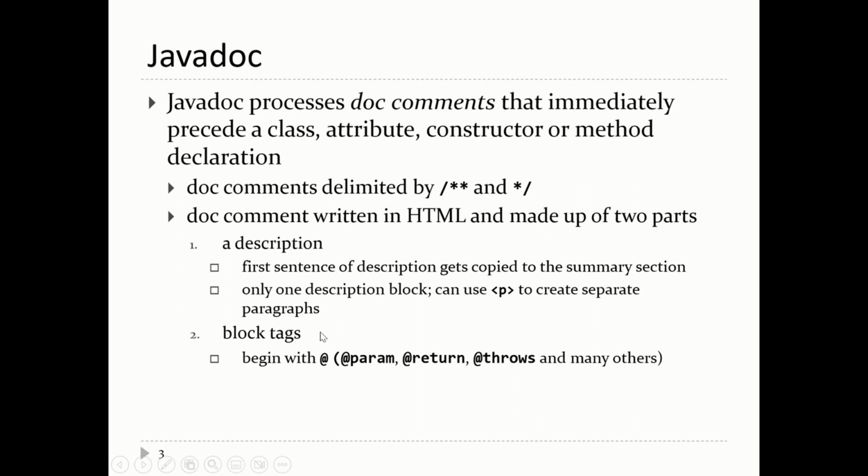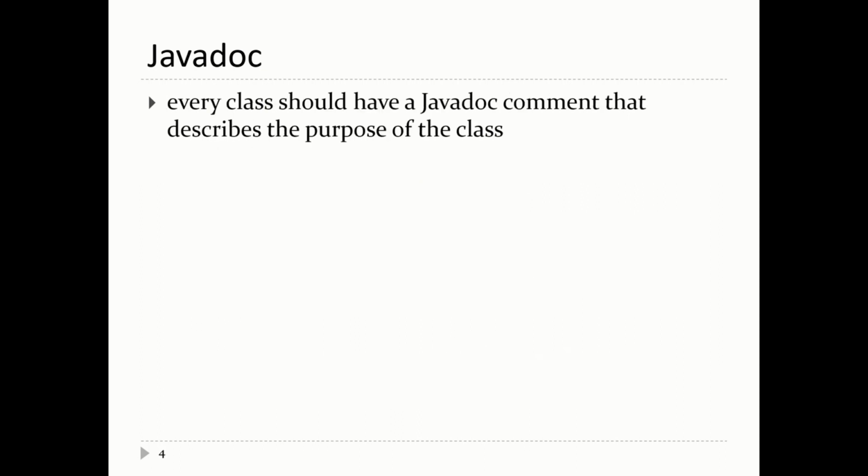Then there are these things called tags. Anything that begins with an @ inside a Javadoc comment is considered a tag. There's lots and lots of these tags. We don't try to tell you about all of them in this course. The ones that you need to know about are @param, @return, and @throws, and I'll tell you exactly what those do as we go through the lecture.